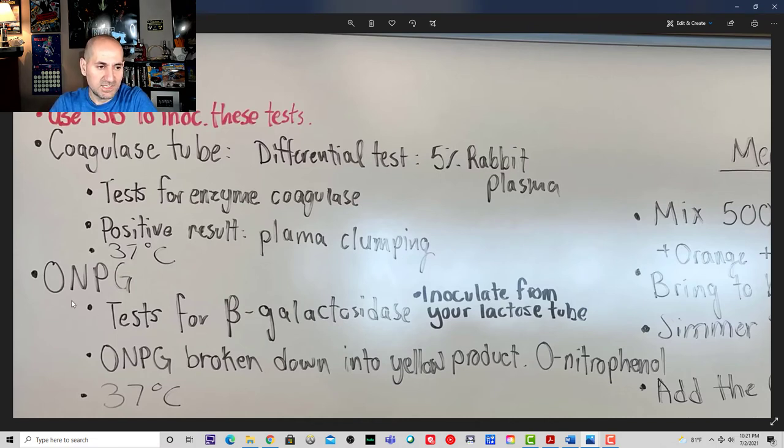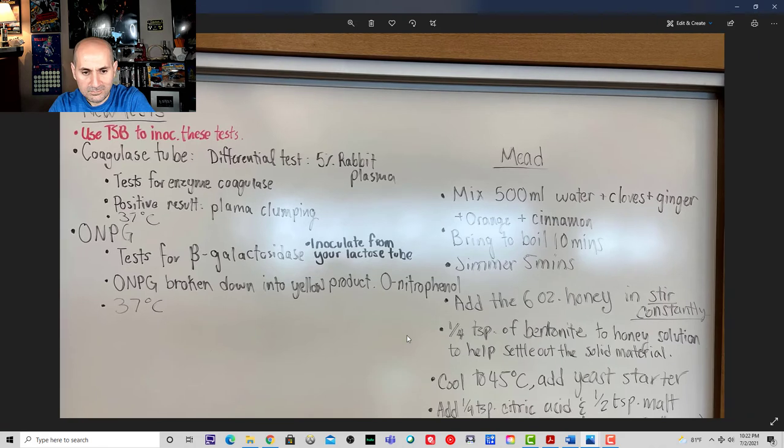Then there was the ONPG test. Remember, this tests for beta-galactosidase. The bacteria have to be grown in lactose ahead of time, before they are used to inoculate the ONPG test. And then ONPG is broken down into the yellow product, o-nitrophenol. So if you have a yellow product in the ONPG test, that is a positive ONPG test. If you have a clear product, then that's negative for ONPG, for beta-galactosidase. Great.